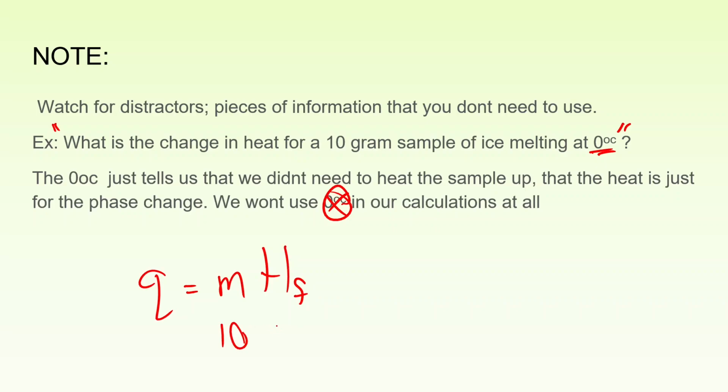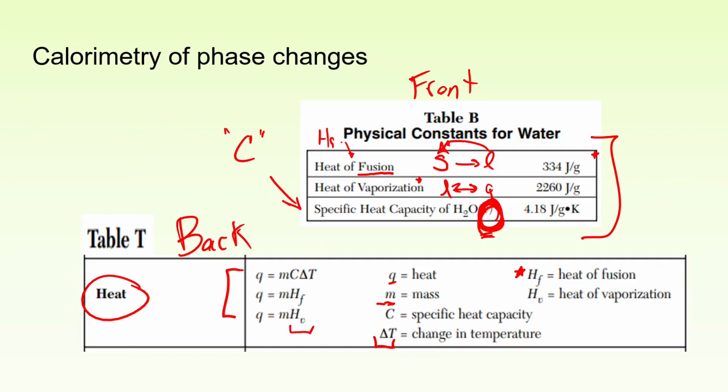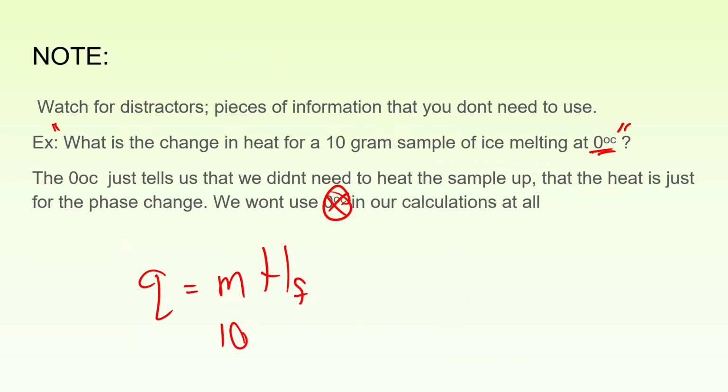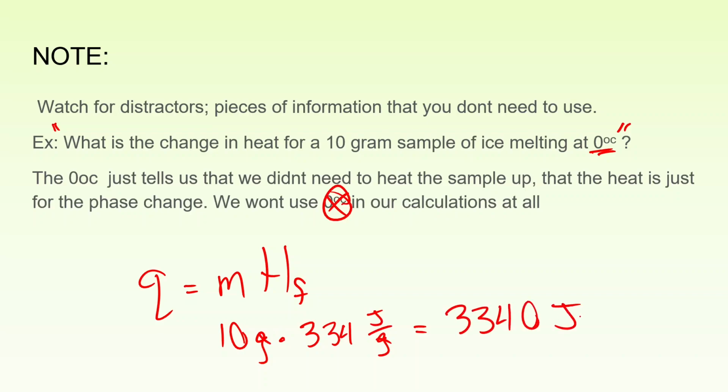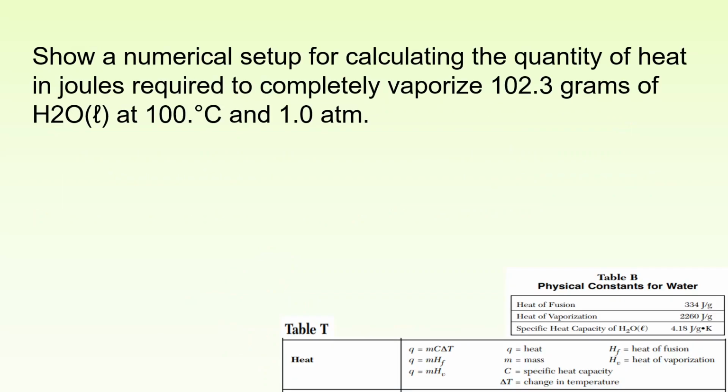I think the HF, let me go back instead of guessing. Yeah, 334. So we got 10 grams times 334 joules per gram. And that'll give me, hey, grams cancels out. I end up with 3,340 joules. I didn't have to use that 0 degrees Celsius in my math at all. It's just letting us know we're starting off at the melting point. We don't have to do anything with the 0 degrees Celsius.